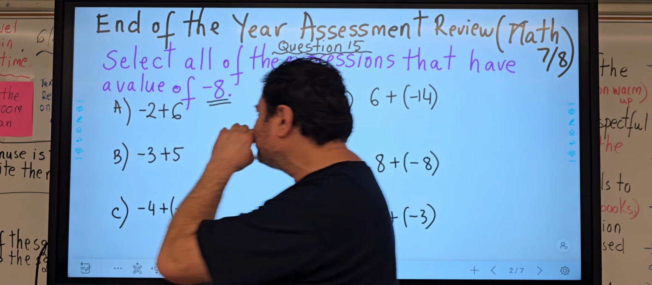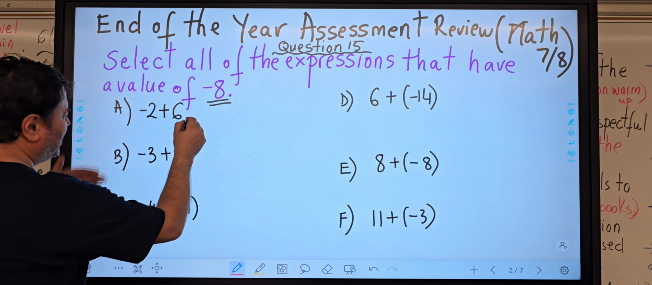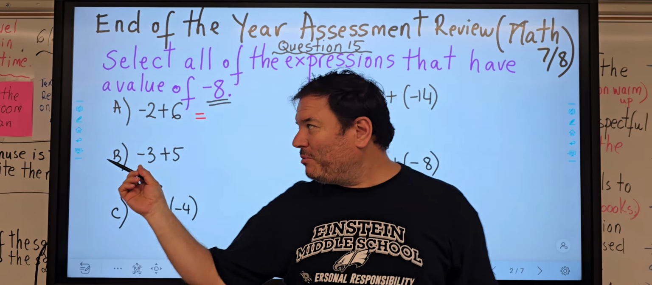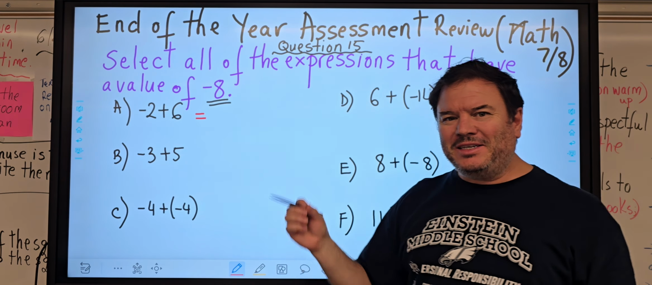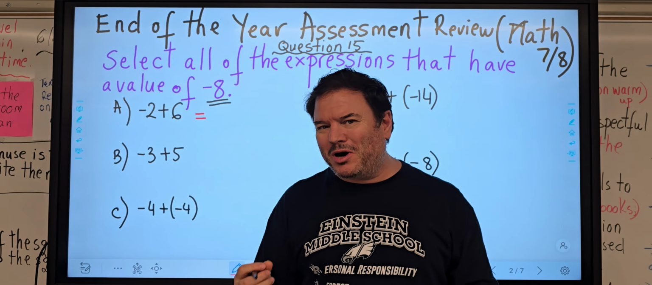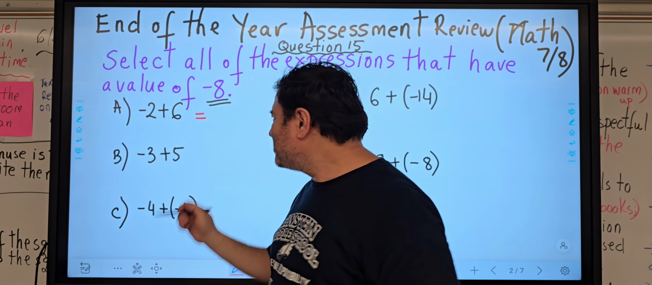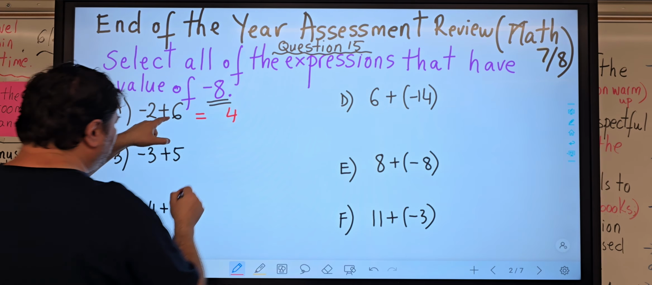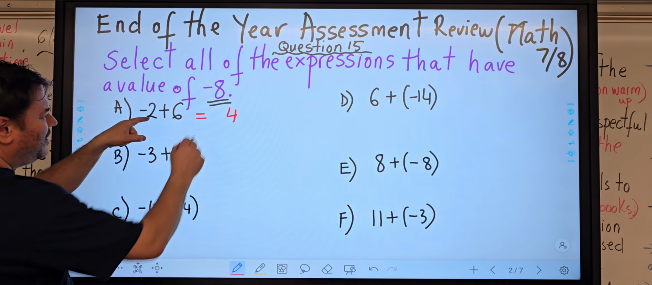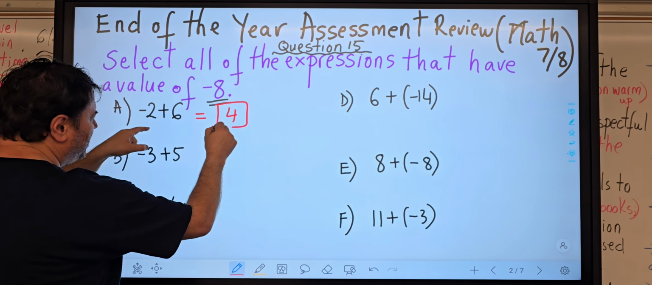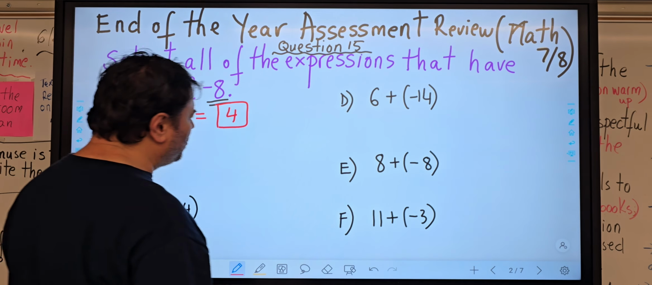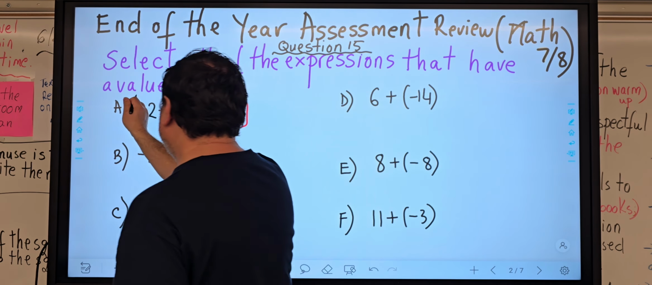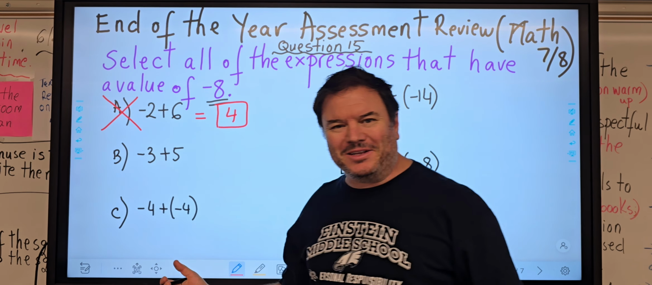Let's do the first one here. We have -2 plus 6. And if we solve these, remember, opposite sign subtract, take the sign of the larger number, then will be exact. So opposite sign subtract, 6 minus 2 is 4. And since 6 is the larger number, the answer is 4. So -2 plus 6 equals 4. And that's not the answer because it's not -8. So A cannot be the answer.